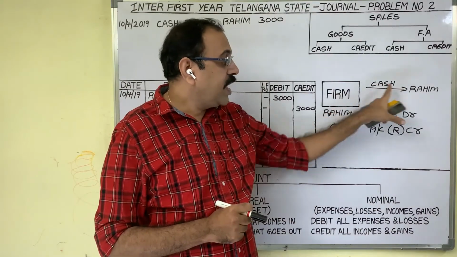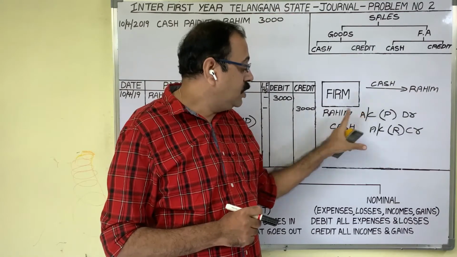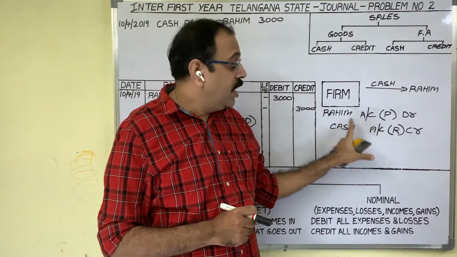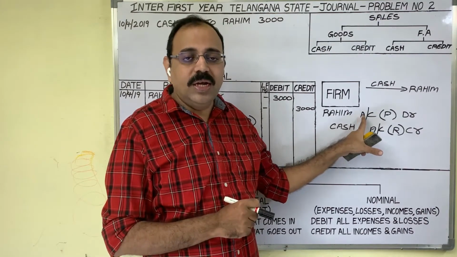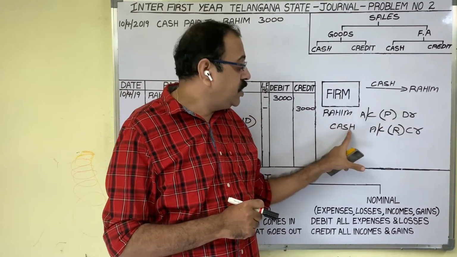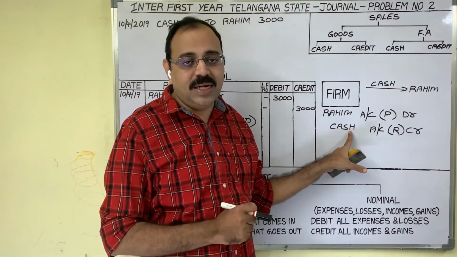From the firm, cash is going. Two accounts are Rahim account and cash account. Rahim account: with the person name we opened this account. It is a personal account. Cash account is a real account because cash is an asset.